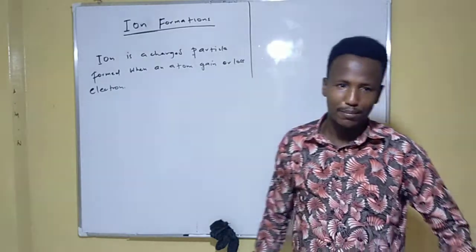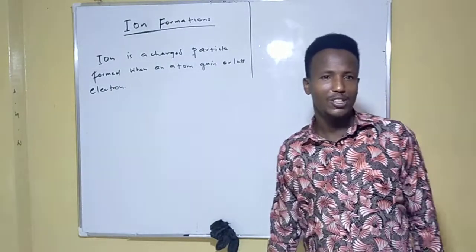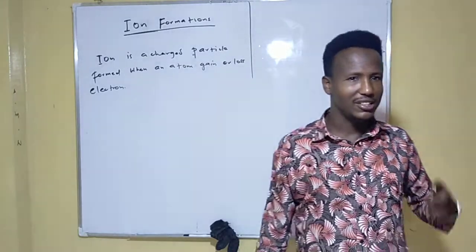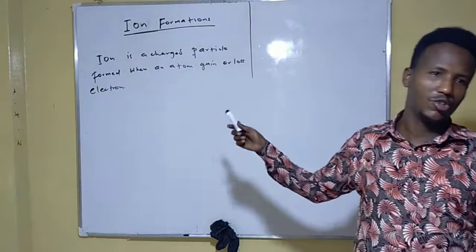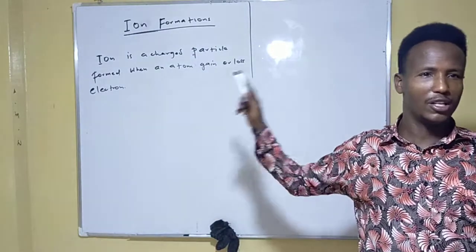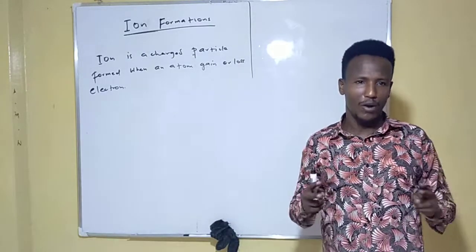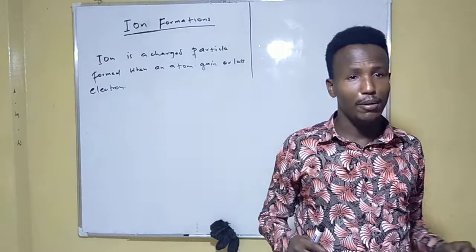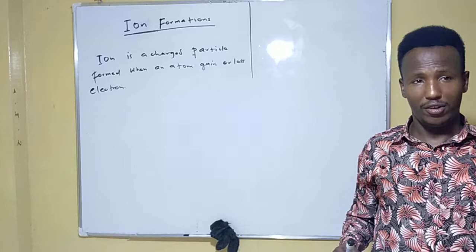We are going to discuss ion formation in the chemistry concept of Form 2 today. Remember, we must know what an ion is. An ion is a charged particle formed when an atom gains or loses electrons. Just understand that. In chemistry, we have two types of ions, namely cation and anion.